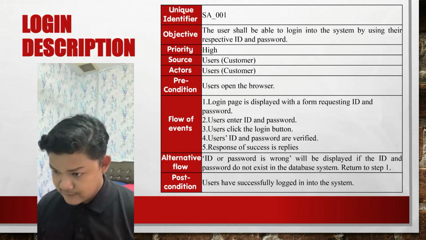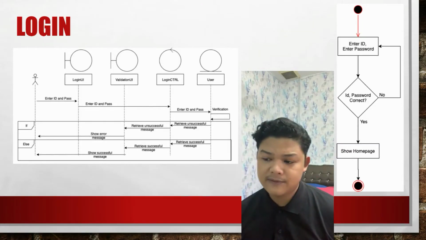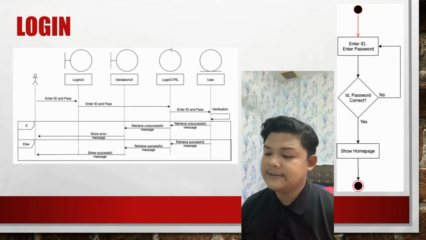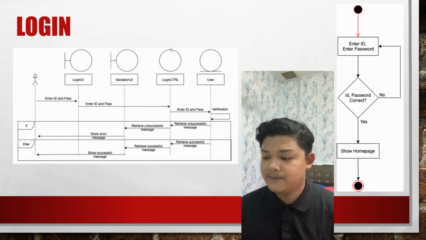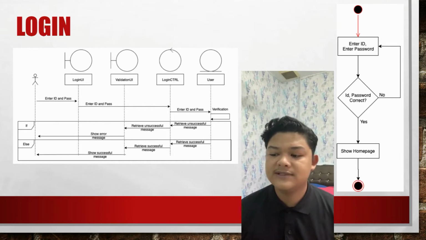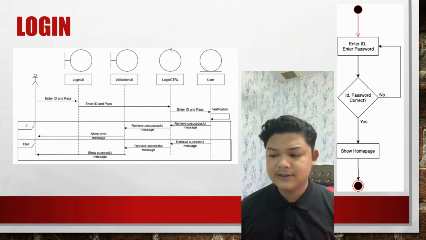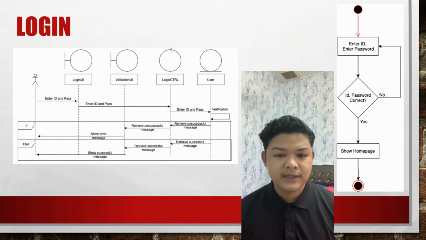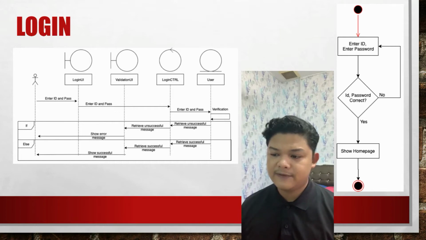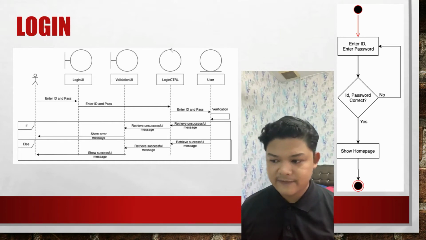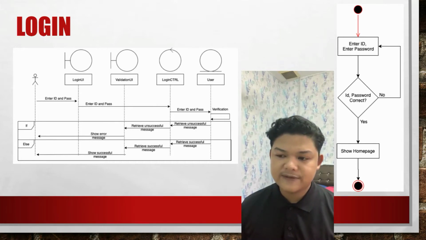Next we go to the flow of events. Okay, first of all, the flow of event for login use case is the login page will be displayed with a form requesting their ID and password. User will enter the ID and password and then click the login button. The first flow is user's ID and password are verified and the response of success is displayed.